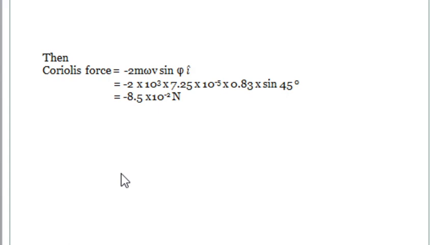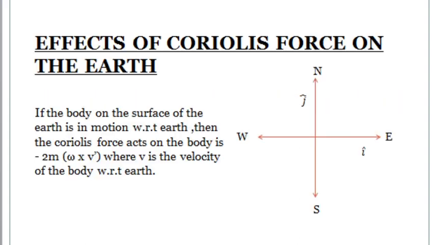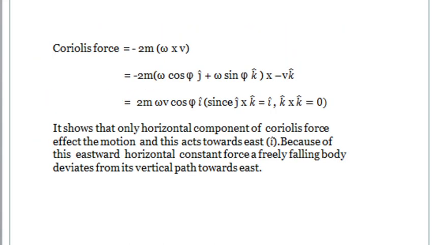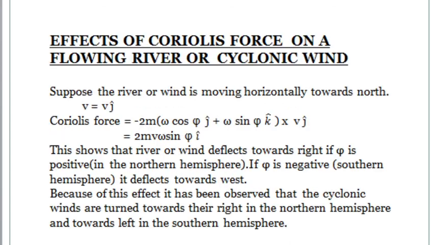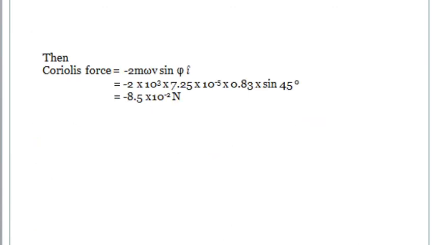Okay. In this class we have explained the effect of Coriolis force. First, a general expression of Coriolis force as minus 2m omega cross v. In the case of a freely falling body, it has a deflection towards east. In the case of cyclonic wind or river, depending upon the angle, in the northern hemisphere it has deflection towards right, and in the southern hemisphere it has deflection towards west. Then we have explained a simple problem. Okay, I think this class is clear to you. Thank you.